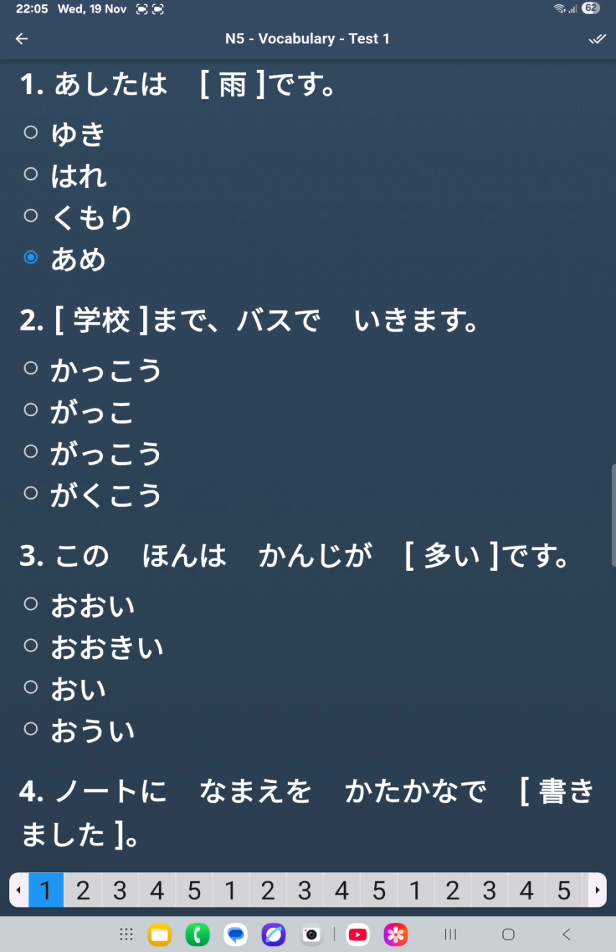Dash made basu de ikimasu. So you can see here the pattern is kako, gakko, gakko, gakuko. So you have to choose which is the correct pronunciation or correct writing. So it is gakko. Okay, it is not kako, it is not gakko. Okay, this is like gakuko. It is not gakuko also, it is gakko. Gakko made basu de ikimasu. Till the school I go by the bus.